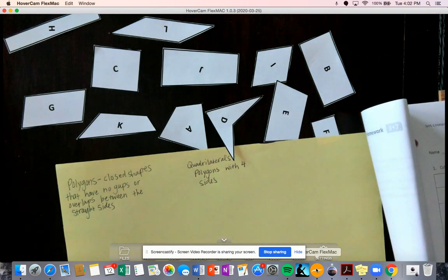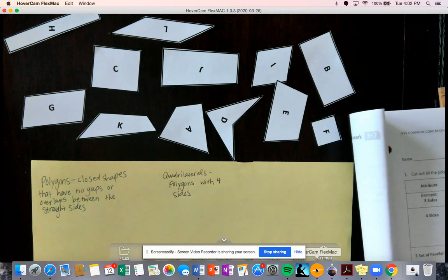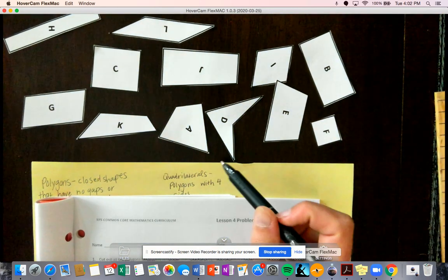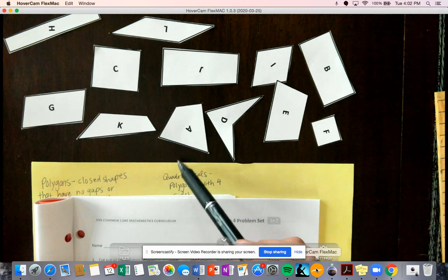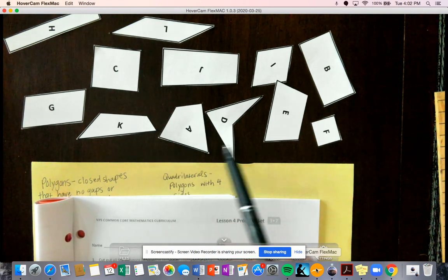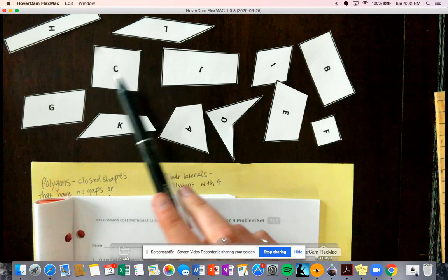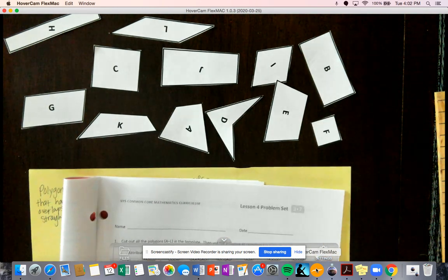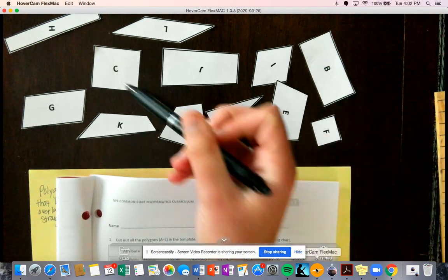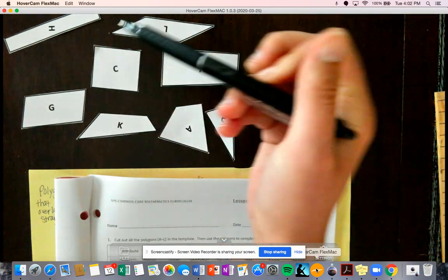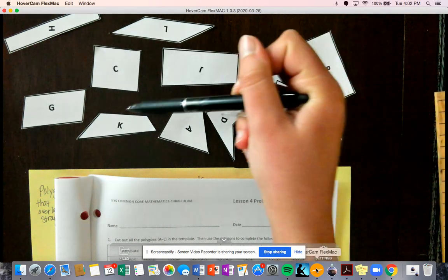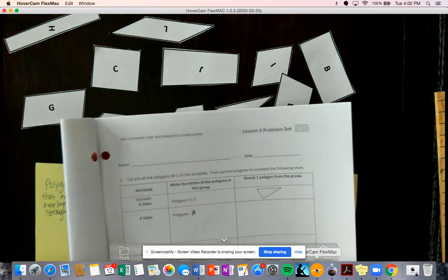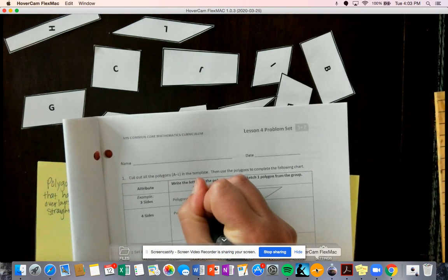So I'm going to write the letters of every single polygon. So I can see that it goes from A to J. No, K. No, L. A, B, C, D, E, F, G, H, I, J, K, L. Okay, so I'm going to write in my four sides section all of those.